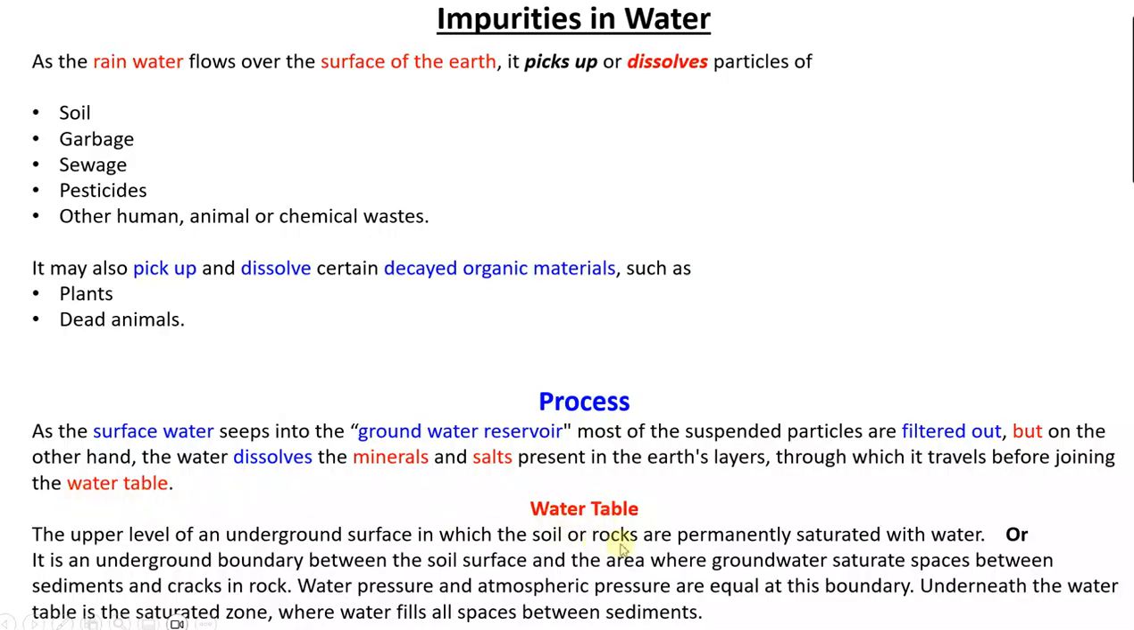Here we have an important definition of the water table. What is the water table? It is the upper level of an underground surface in which the soil or rocks are permanently saturated with water. Or it is an underground boundary between the soil surface and the area where groundwater saturates spaces between sediments and cracks in rock. Water pressure and atmospheric pressure are equal at the boundary.